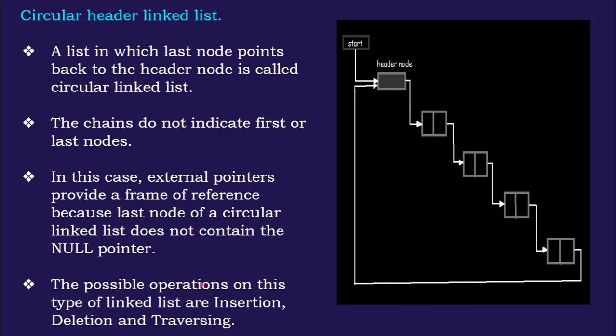The possible operations on this type of linked list are insertion, deletion and traversal. As usual, we can insert an element anywhere, we can delete an element from anywhere in the list, and also we can traverse the list. That means we can visit all the nodes of the list, that is the traversal.